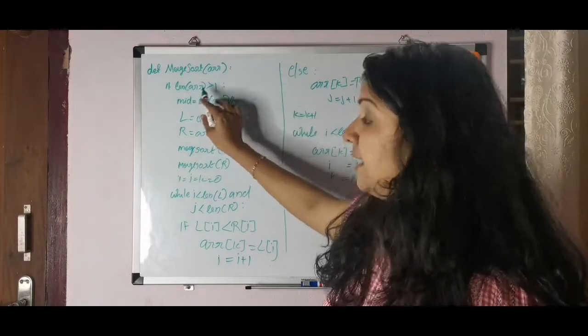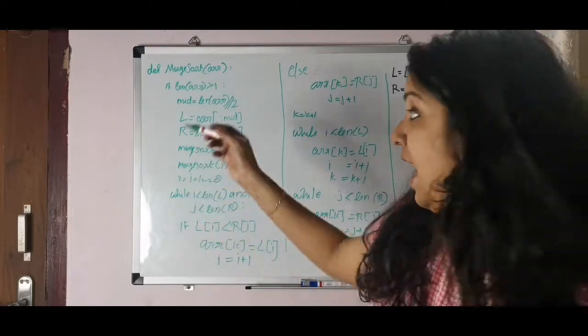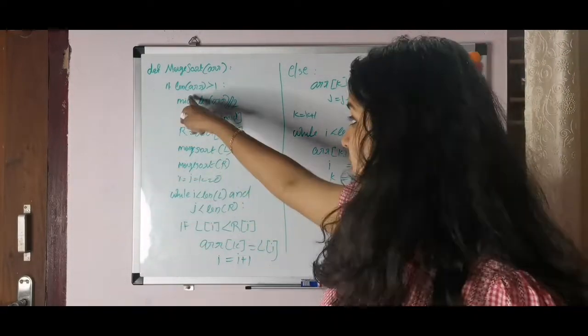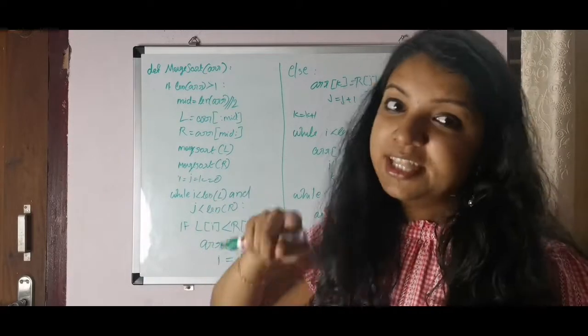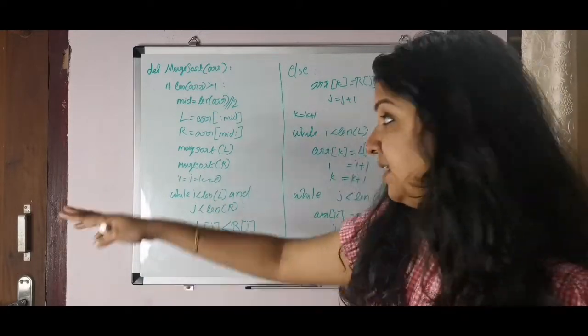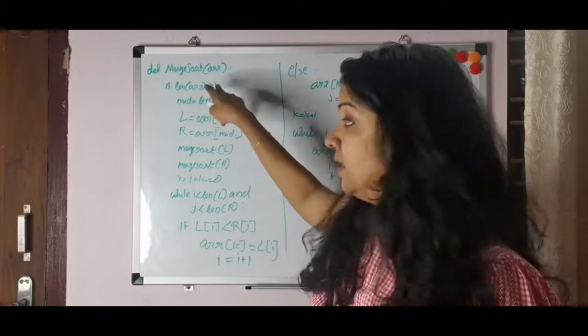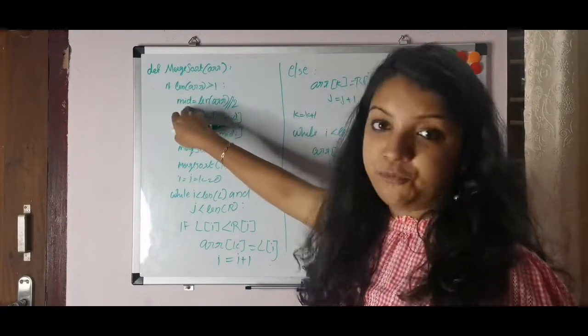So the array comes in, and first we check whether the length of the array is greater than 1. That is the checking of this condition, because at the end the length of the element will be 1, so that condition will be false. So only if the length of the array is greater than 1 do we move forward and find the mid.